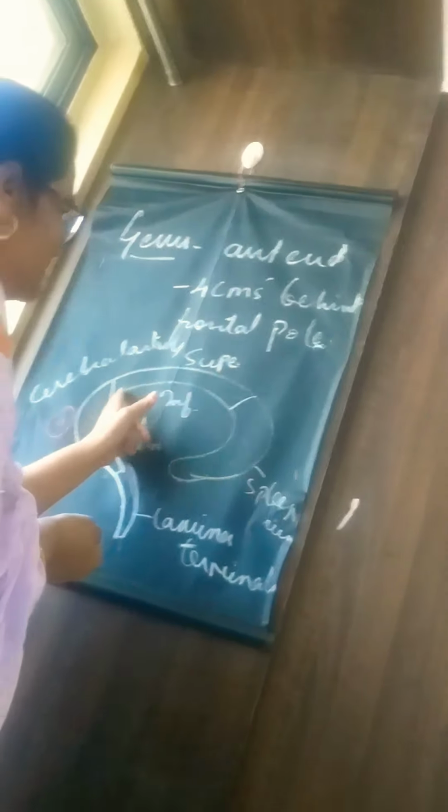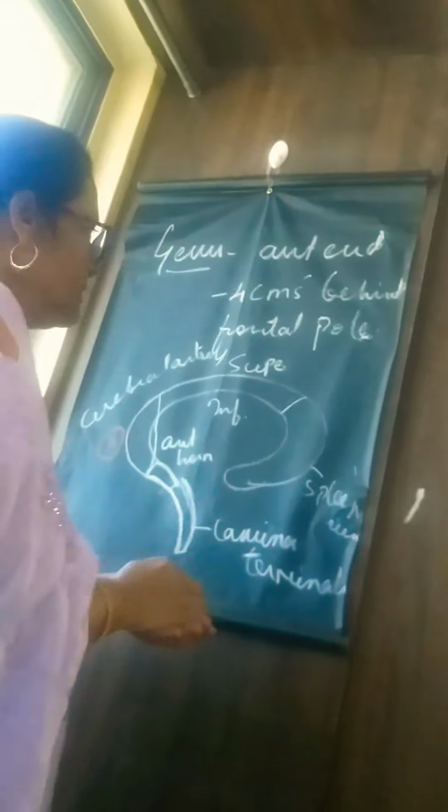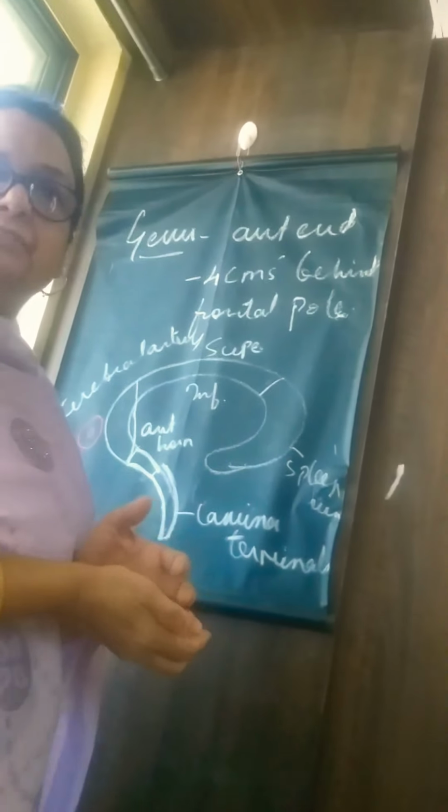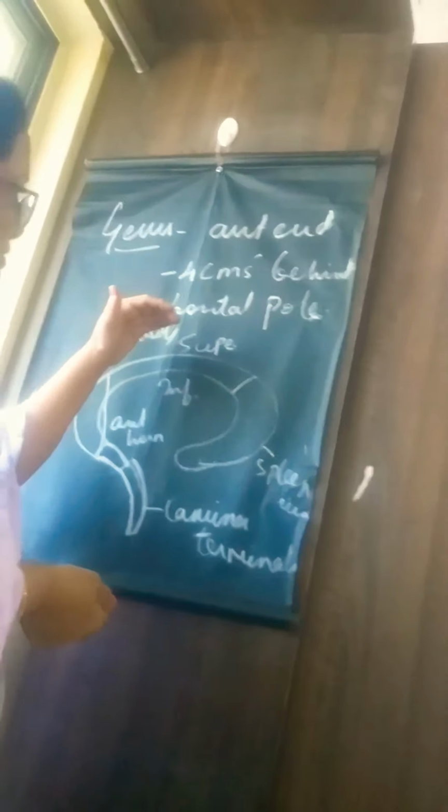It has two surfaces: this is the superior surface and this is the inferior surface. The trunk of the corpus callosum is the portion which lies between the genu and the splenium, and it has a superior surface and an inferior surface.